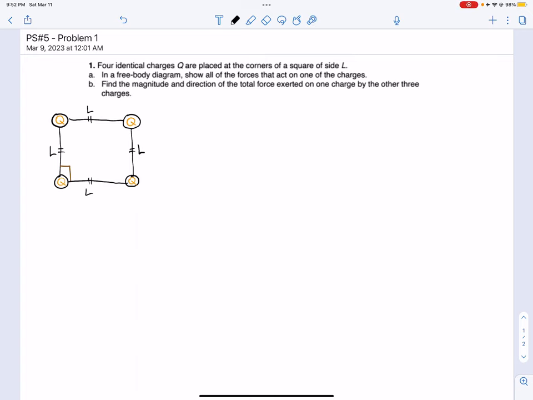Hello, this is problem set number 5, problem 1. Four identical charges, Q, are placed at the corners of a square of side L. Part A, in a free body diagram show all of the forces that act on one of the charges. Part B, find the magnitude and direction of the total force exerted on one charge by the other three charges.